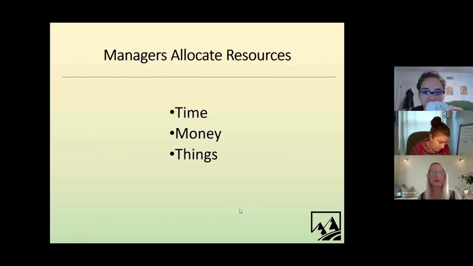Time, money, and things. That's the three resources that managers allocate. And a really good way for us to look at this is to talk about organizational charts, right? Everybody's favorite, the org chart. Okay, now the reason I bring that up is this.